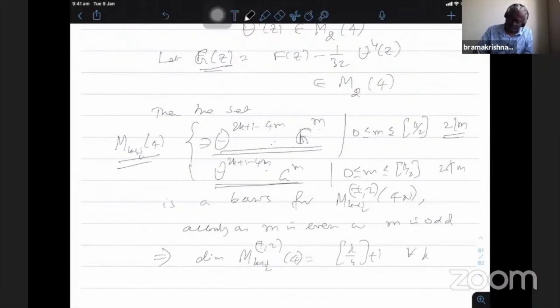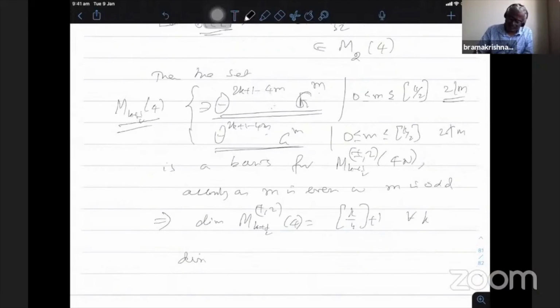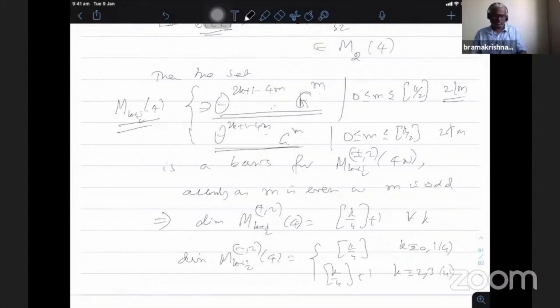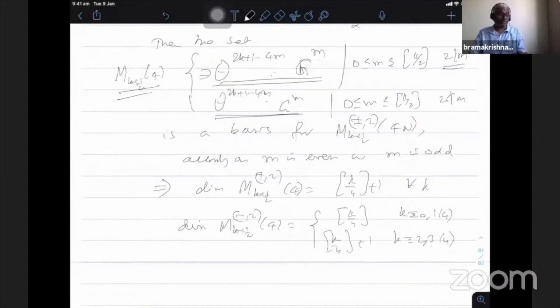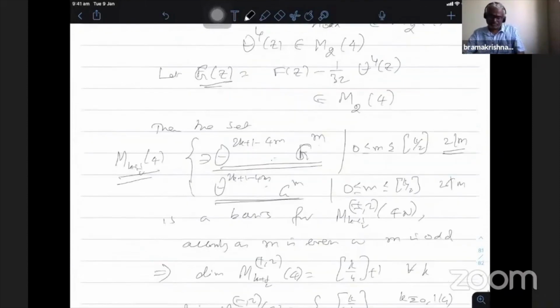In the case of minus, there are two cases: the integral part of k by 4 when k is 0 or 1 mod 4, and k by 4 plus 1 when k equals 2 or 3 mod 4. So therefore this dimension is explicitly determined in the case of N equal to 1. So one can also get the space orthogonal to this one, which is the new form space, one can do, because I know the dimension of the plus and minus 2 eigenspaces.